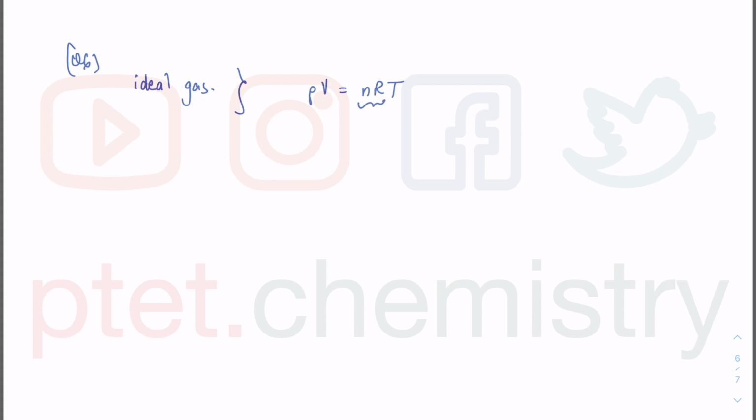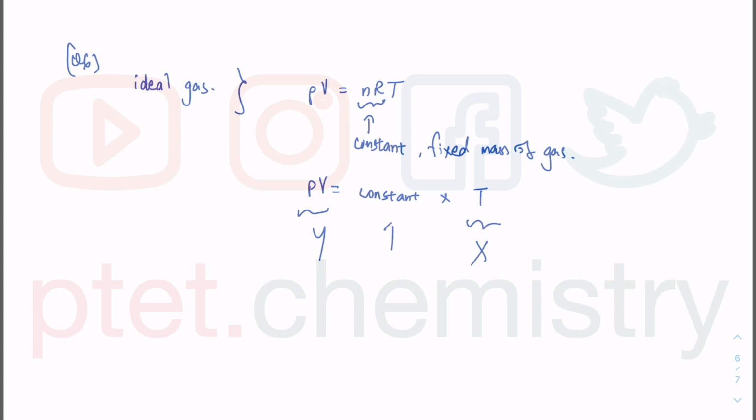So n and R are constant, because it is a fixed mass of gas, so the mass is not changing, the Mr is not changing, so n is not changing. R is the molar gas constant, so that's just going to be a constant. So PV equal to constant times T. So PV is your y, this is your x, this is your m, which means it's going to be a gradient. So it's a straight line plot, and that's why you are seeing a straight line plot.